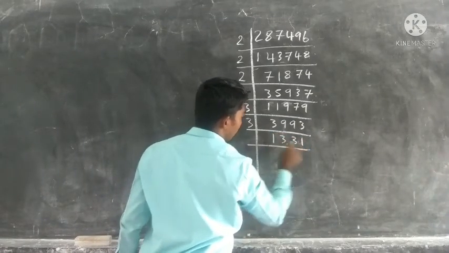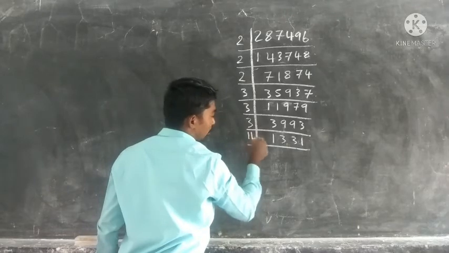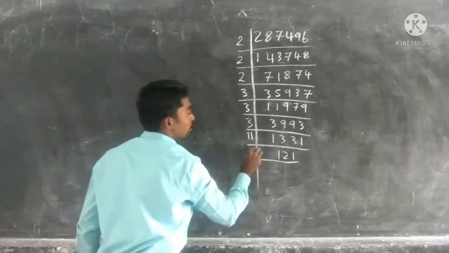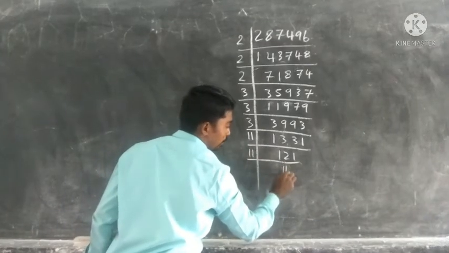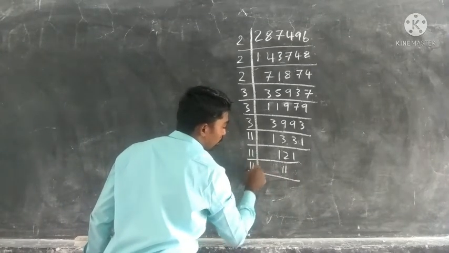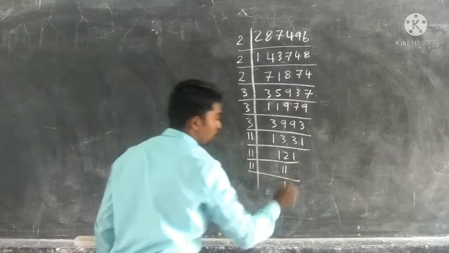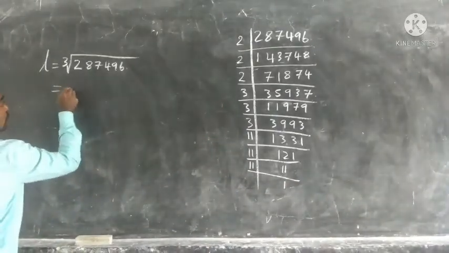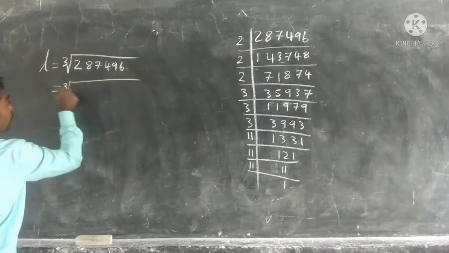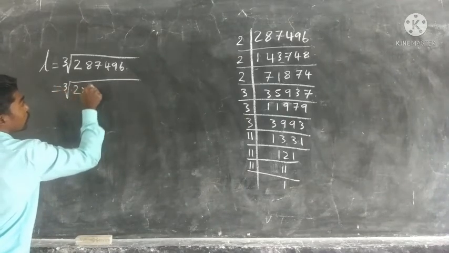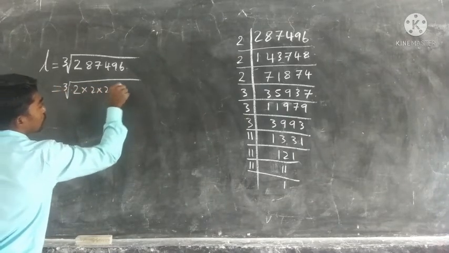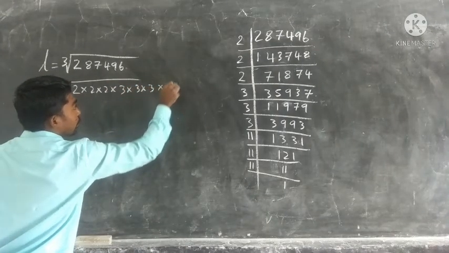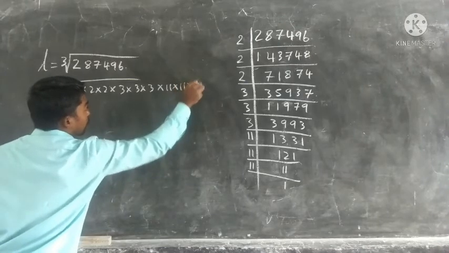1331. We can divide this number by 11. We will get 121. 121 we can divide by 11. We will get 11. 11 we can divide by 11. We will get 1. We can write its factor is cube root of 2 into 2 into 2 into 3 into 3 into 3 into 11 into 11 into 11.